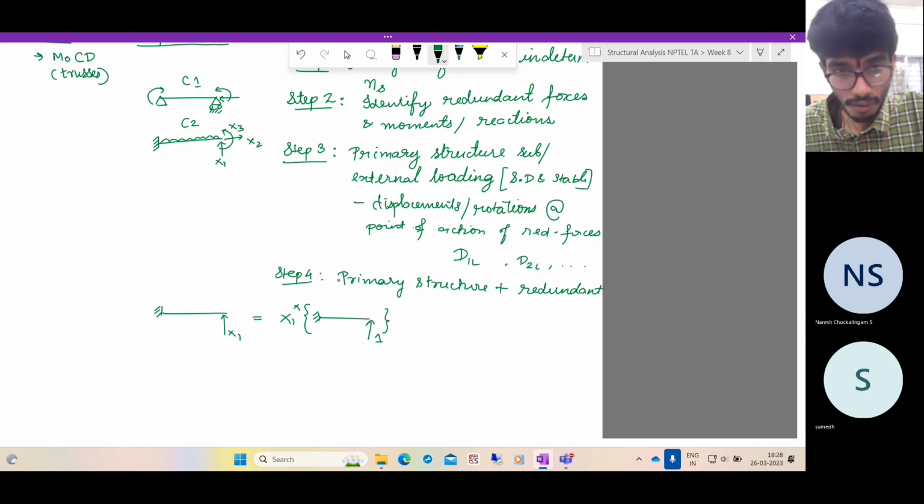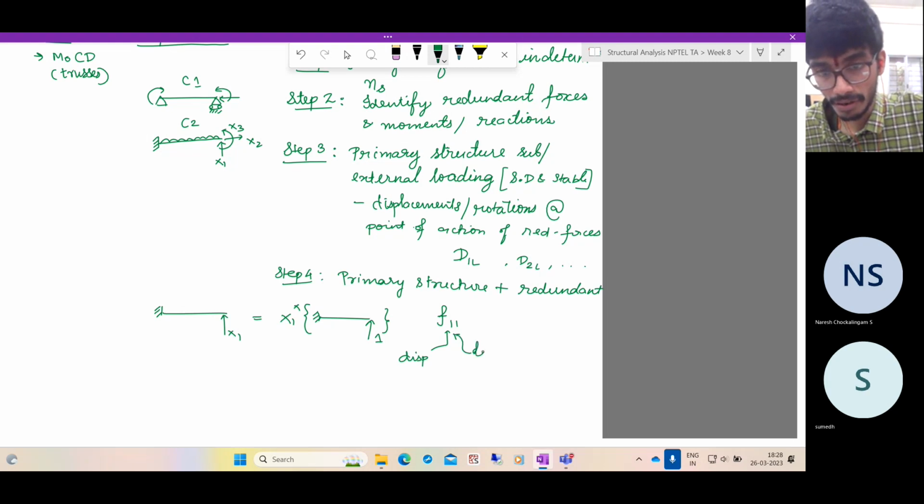So what will be the displacement of this point due to the applied unit load here? Those we have a special term called the flexibility coefficients. We have already seen that. F11 is the displacement at point 1 due to a load applied at point 1. So in this case, what will be the displacement of this point due to the applied load x1? It will be nothing but x1 F11.